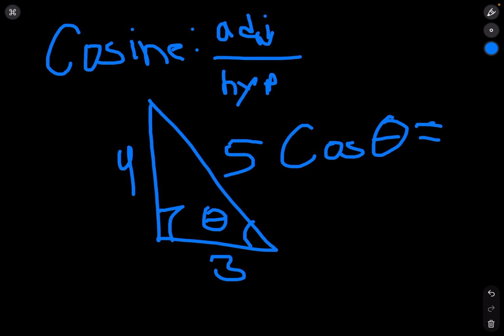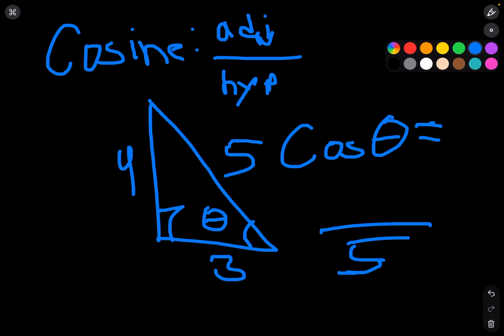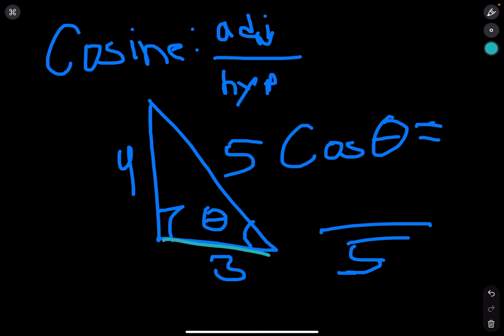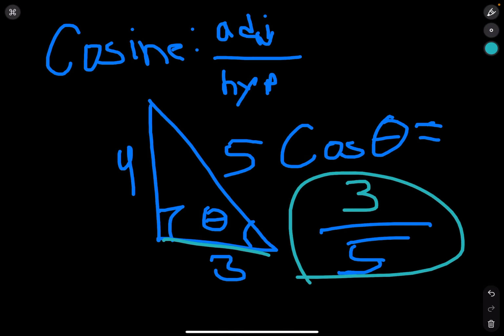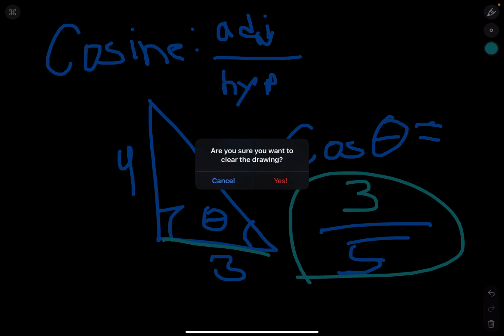So, let's find the hypotenuse, 5. Now, adjacent. The adjacent of theta is not opposite, but it's the side it's sitting on. So, in this case, it would be 3. That means the answer is 3/5. Easy as that. Let's find the tangent.